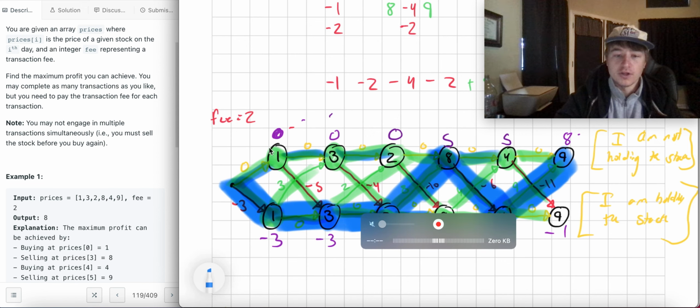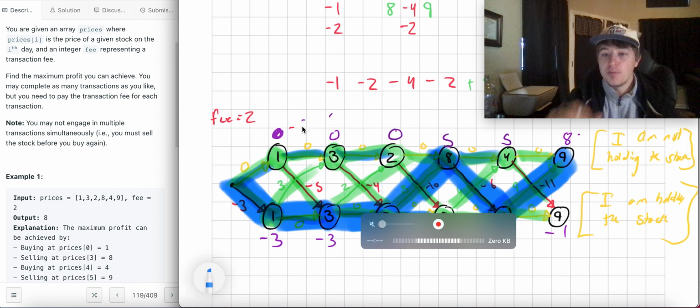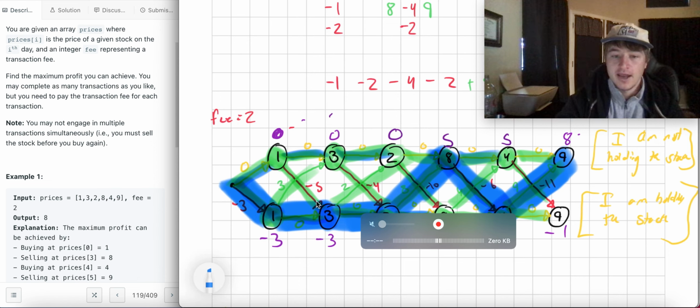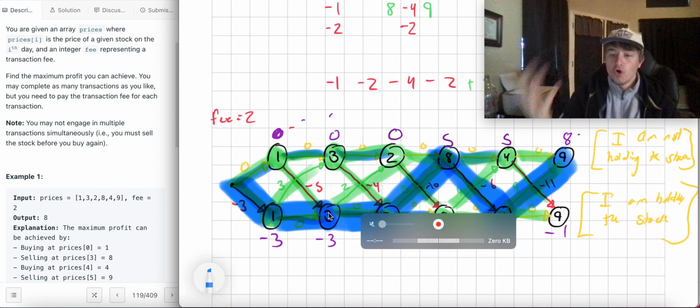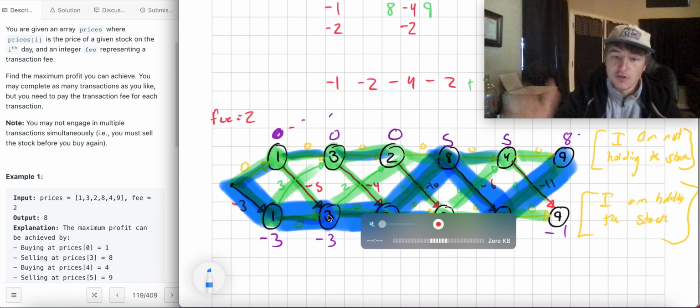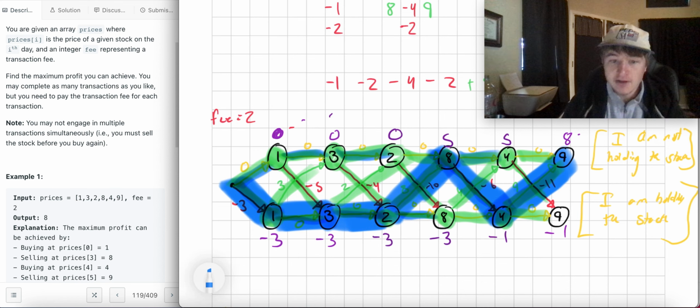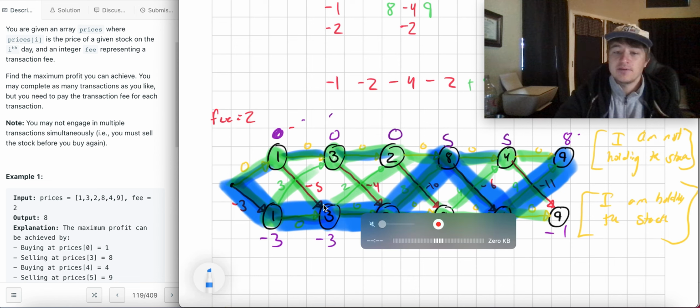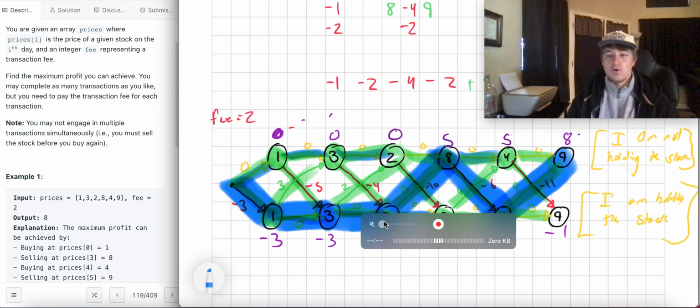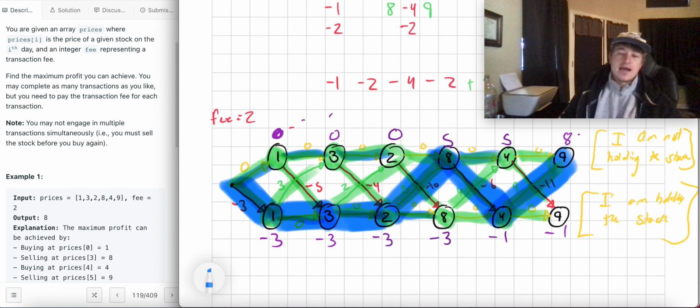If I'm not holding the stock, then I have the option of either buying or not, or just continue not holding, but I don't have the option to sell because I'm not holding anything, right? And likewise, if I am holding the stock, I don't have the option to buy the stock again, right? So there's no red nodes. I only have the option to either sell the stock or continue holding. Okay, so that was decoupling. And then from that, we can solve this problem.